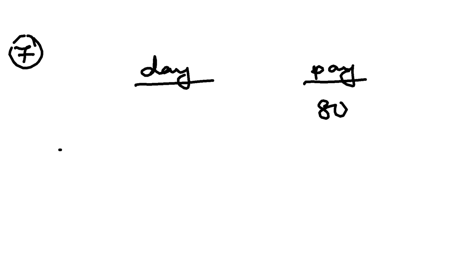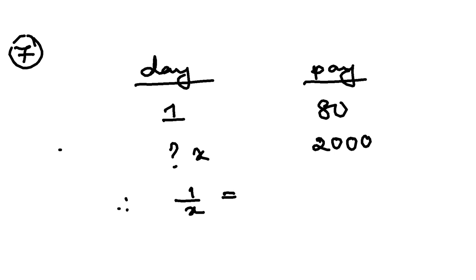This one is very obvious. In one day the worker gets rupees 80. How many days did he work if he got paid 2000? This is the question. If you read the question, you understand they are in direct variation. This is x. So I have 1 by x equal to 80 by 2000.